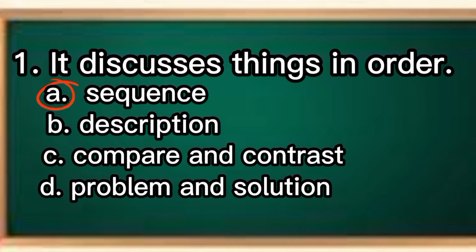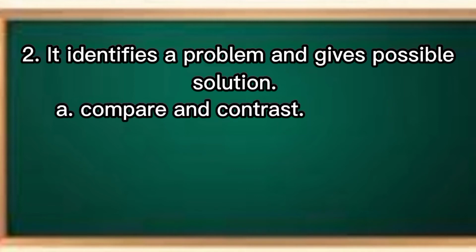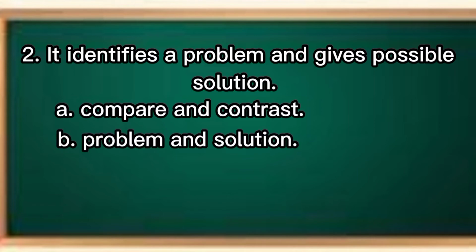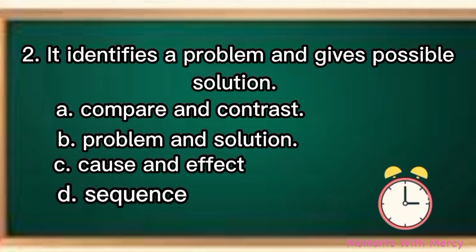Let's go to the second item. It identifies a problem and gives possible solution. A. Compare and contrast. B. Problem and solution. C. Cause and effect. D. Sequence. Your timer starts now. What is your answer? Very good. The answer is letter B, problem and solution.